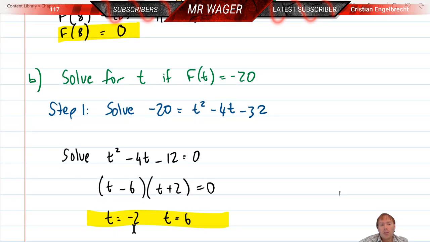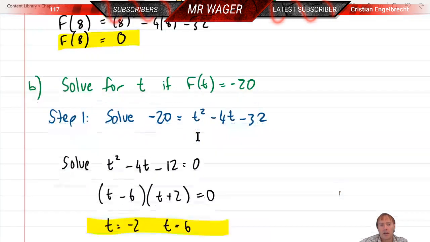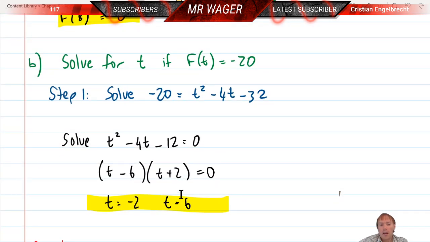And we end up getting t equals negative 2, which we knew from our substitution just a second ago. That's t equals negative 2, gets us negative 20. So we knew that one already. But we end up getting this one as well, t equals 6. Okay, so we get negative 20 for our area function 2 times.